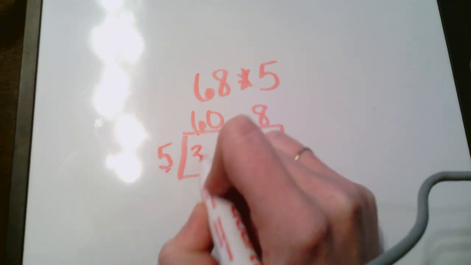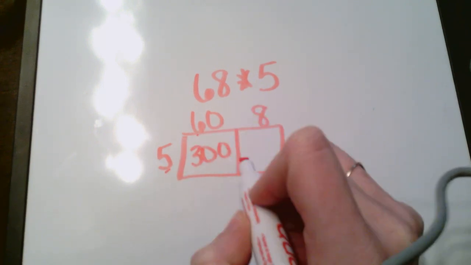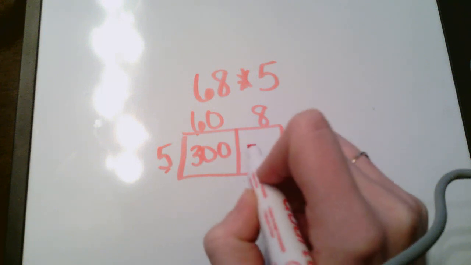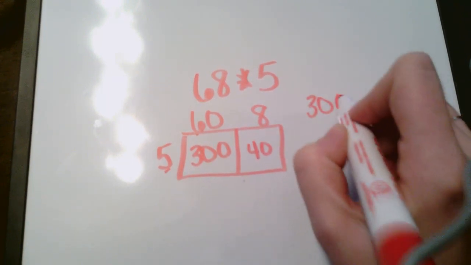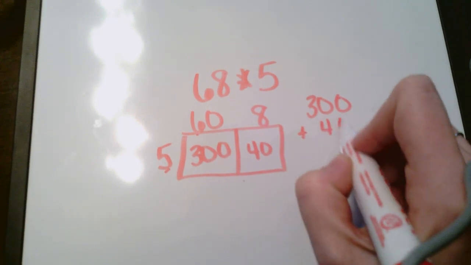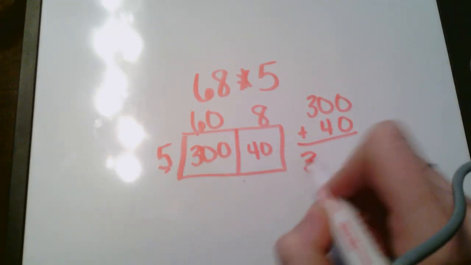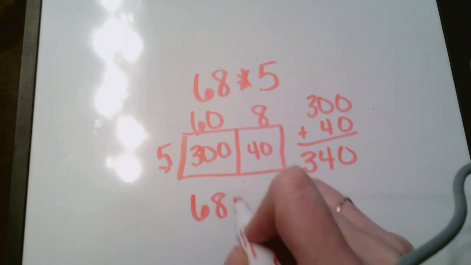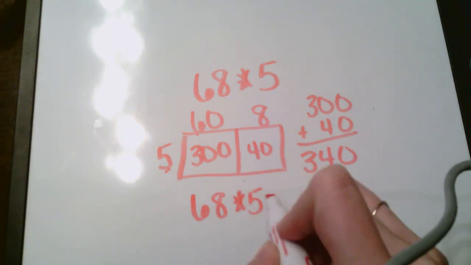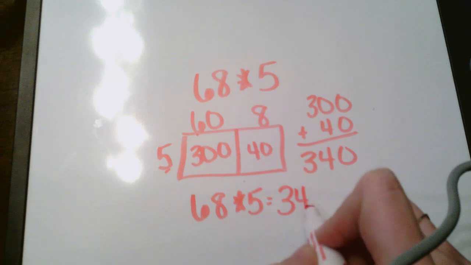5 times 6 is 30, and one more 0 makes 300. 5 times 8 is 40. And then I add together 300 plus 40, and I get 340. So I know that 68 times 5 equals 340.